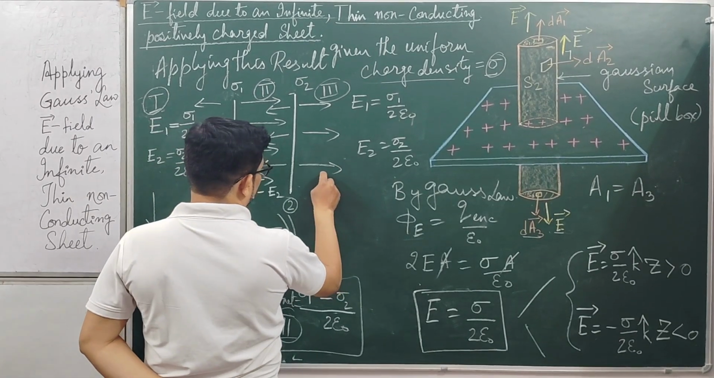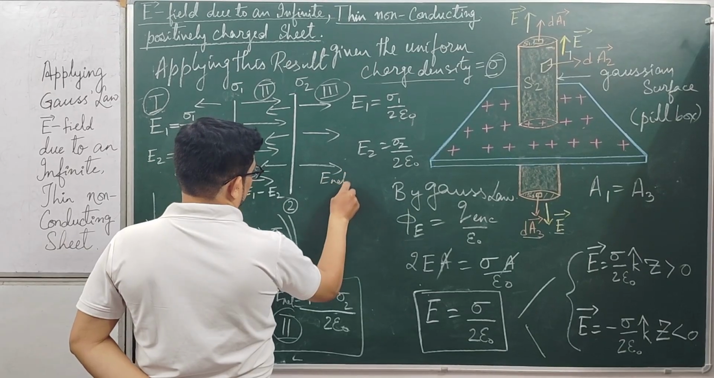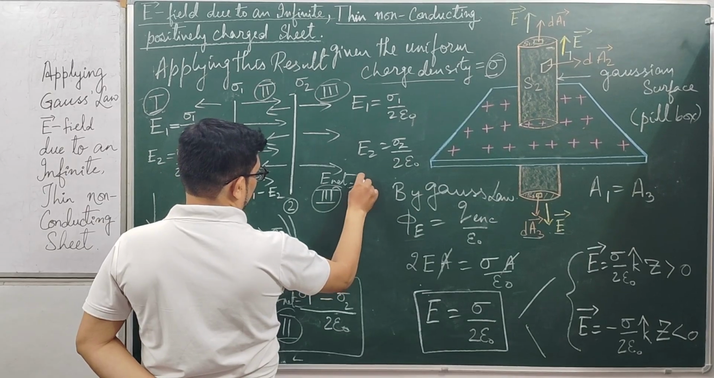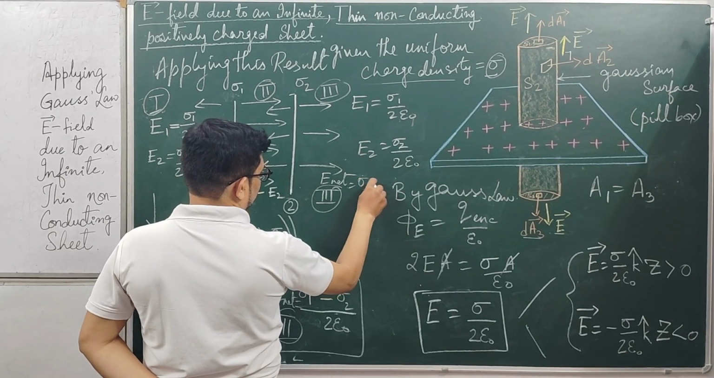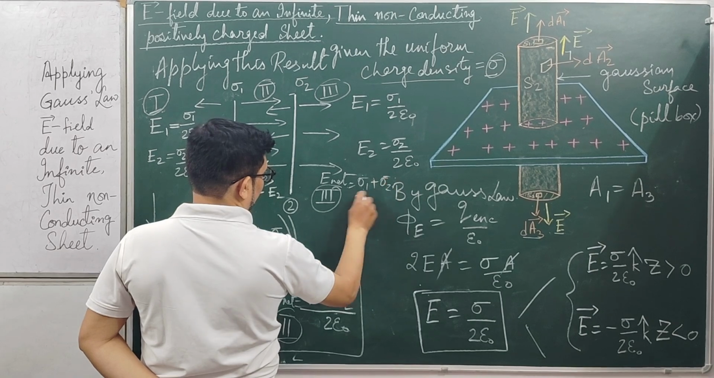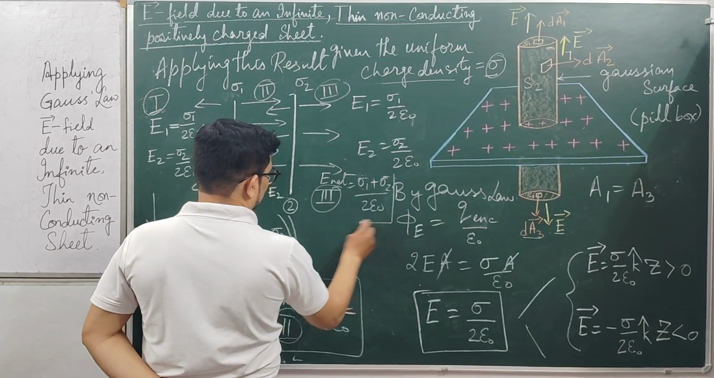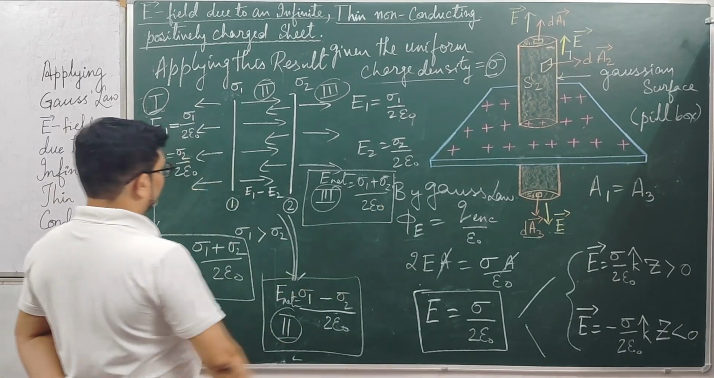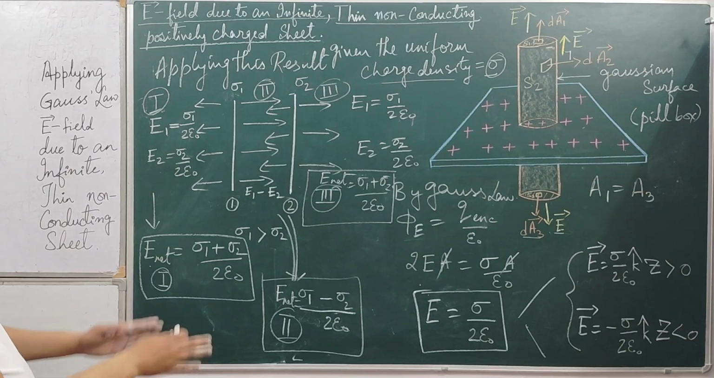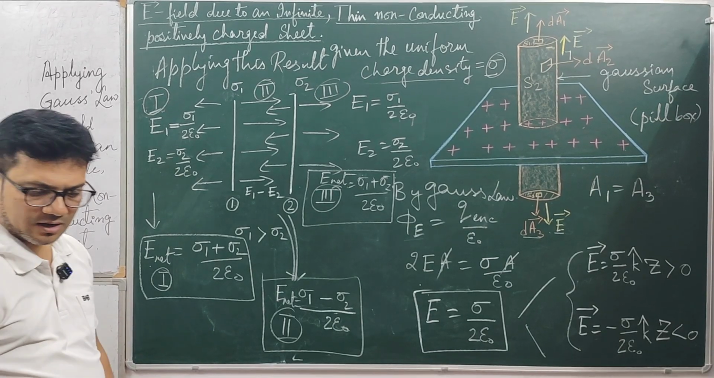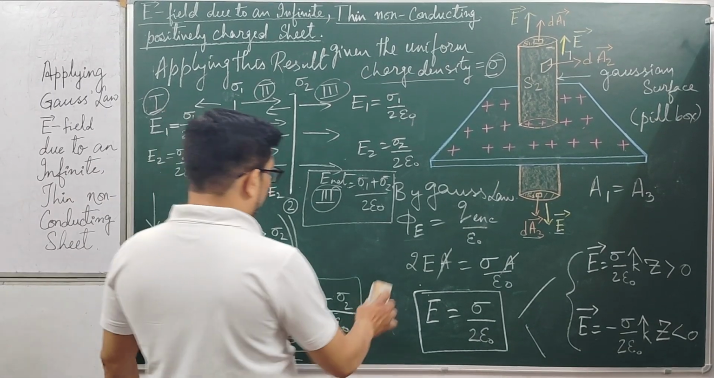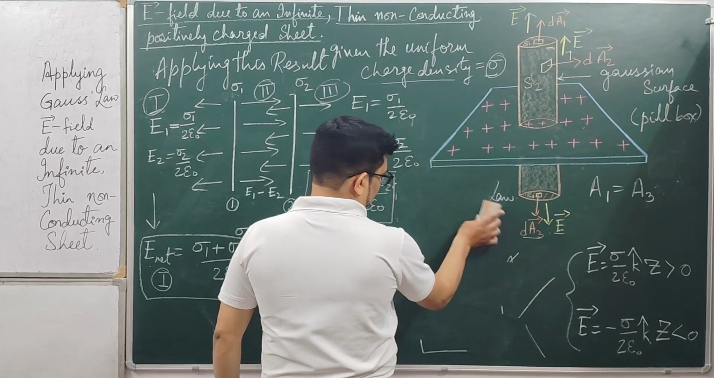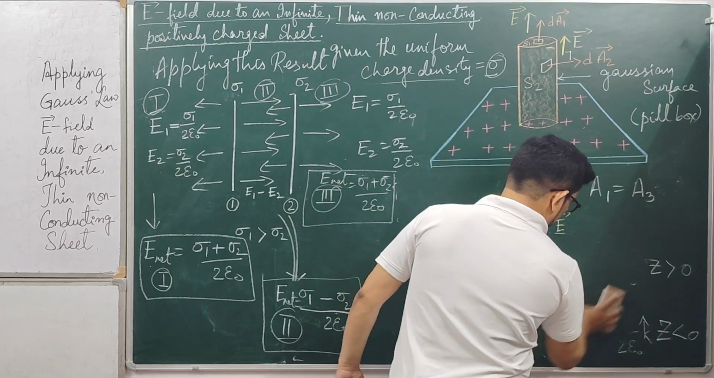Well, in this region again, it's going to be E net. In region 3, it's going to be sigma 1 plus sigma 2 divided by twice of epsilon naught. So this is going to be in region 3. This is one application that we can have here, having known the result. We can take other situations as well and apply the result to figure out what would be the net E in different regions.